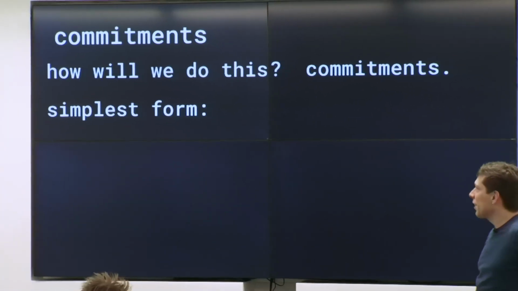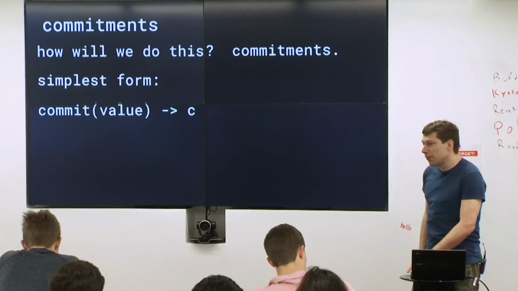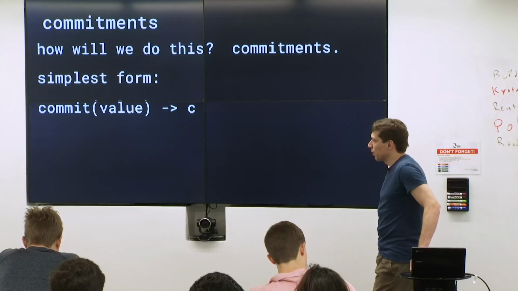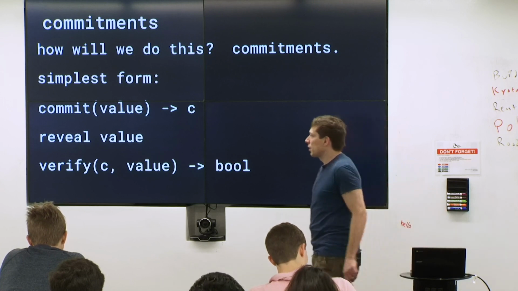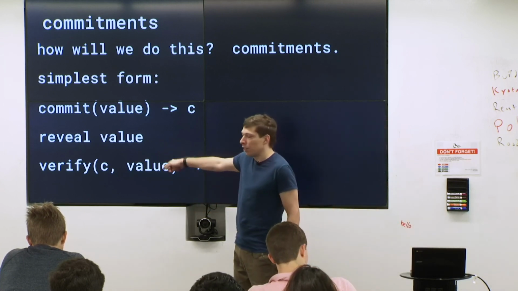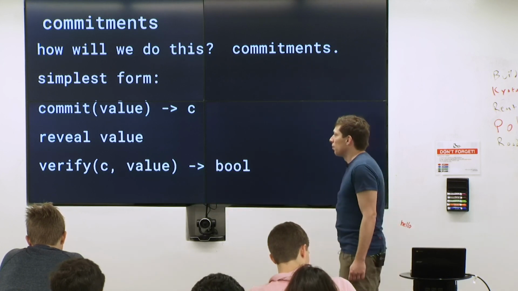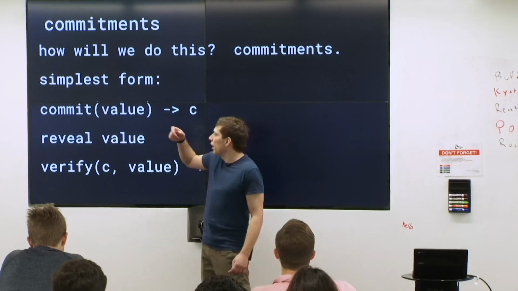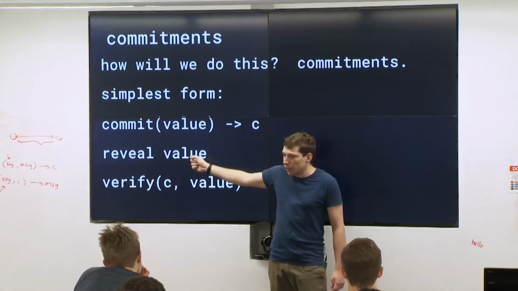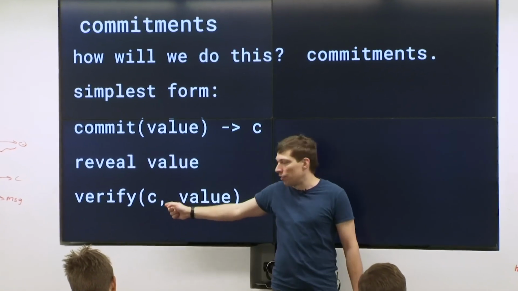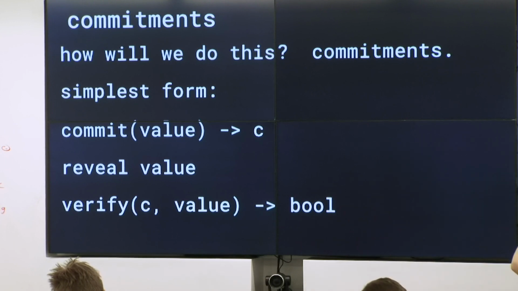So there's an idea called commitments. The simplest form of a commitment is you commit to some value, you output it, you call it C, and then you reveal the value, and then someone can verify, given C and the value you just revealed, is that a correct commitment? So I say, okay, I'm committing to the value 2. I'm outputting something C, and then revealing, oh, it was 2. And it's like, okay, let me throw 2 and C into my function. Do those match? Oh, it's true? Okay, we're good.